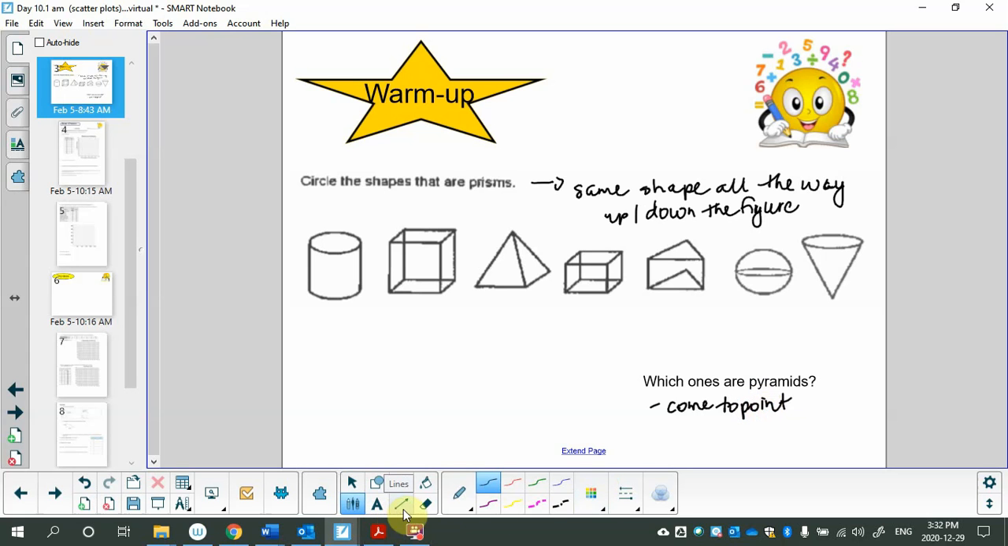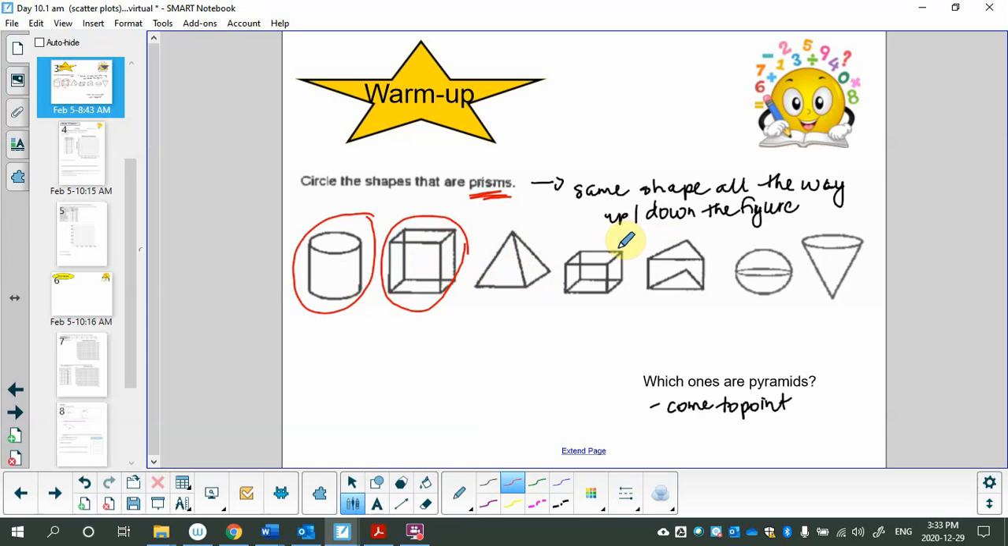So when we're looking at these questions, just a color code, prisms I'm going to do in red. This would be a prism because as it's situated, it would be a circle all the way up and down if you looked down upon this picture. This one would be a square or a rectangle, depending on if it's a cube or just a box. So that's a rectangular prism. That's a cylinder. And this would be the same figure all the way on the up and down.